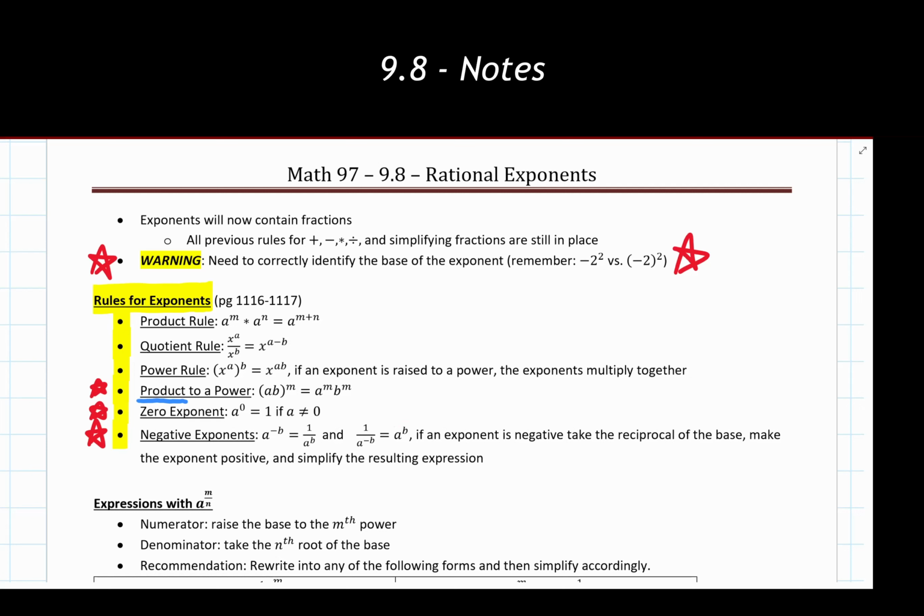Now it should be stated again, make sure you are correctly identifying the base of an exponent. If I have multiple things that are multiplying together, but one is raised to a negative power and one is raised to a positive power, make sure you are correctly identifying which one gets the negative exponent, which one would get the positive exponent. If we get those mixed up, there's a lot of room for error with that.